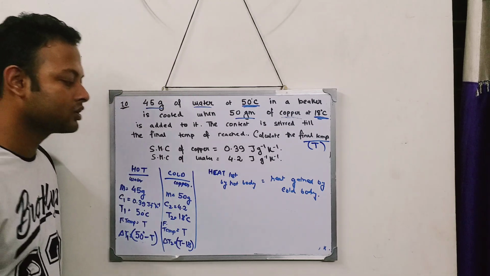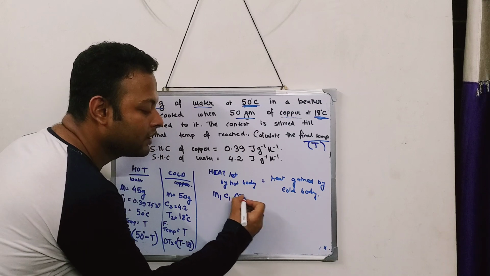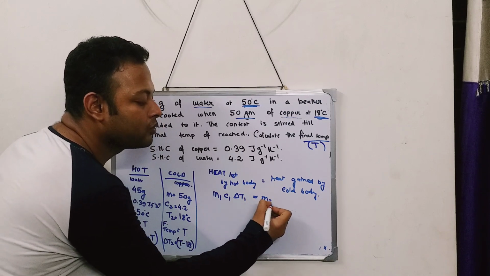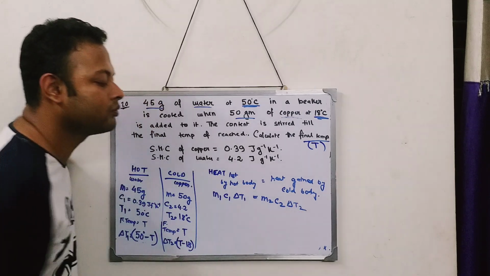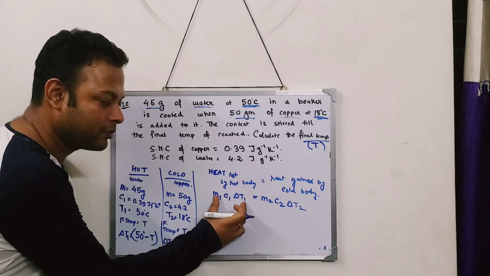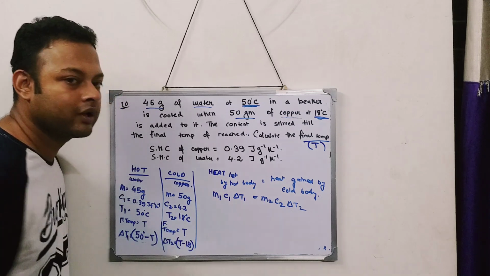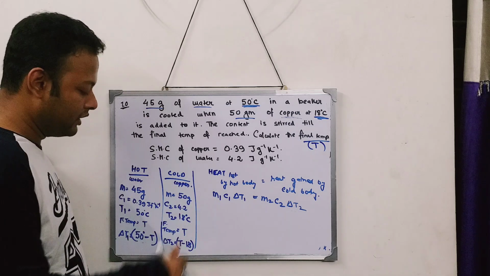So what is the heat lost? We'll use the formula M1 C1 delta T1 is equal to M2 C2 delta T2. So we know this formula. That is the heat lost by the hot body, and it is the heat gained by the cold body. Okay, now you put the values.